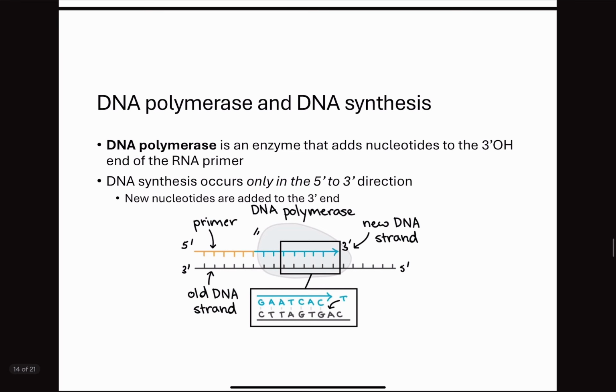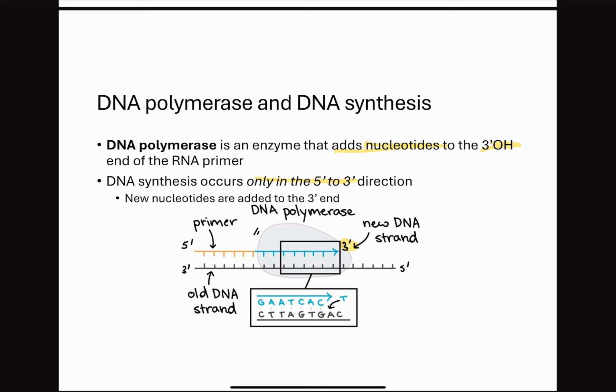So now that we have a primer in place, DNA polymerase can start to do its job. It's going to add new DNA bases, new nucleotides one by one, to the 3' end of the primer, which is right here. The new strand is going to grow in this 5' to 3' direction because DNA polymerase can only read that way. So DNA polymerase will always build in the 5' to 3' direction. And what that means is that the new nucleotides are going to be added to that 3' end.